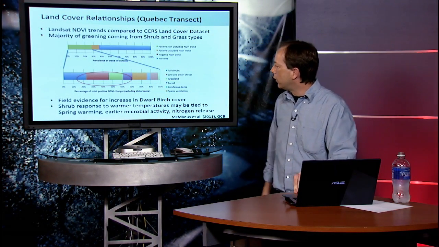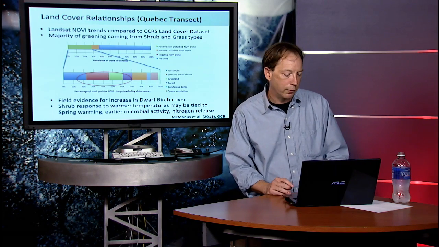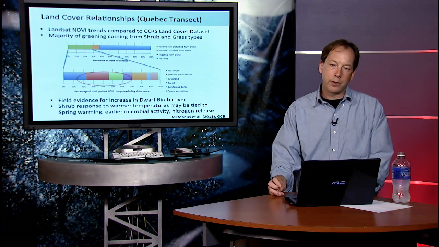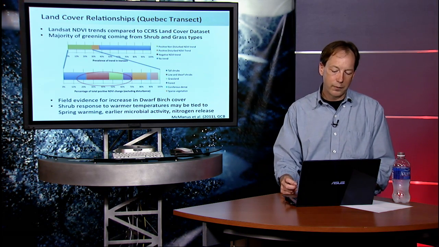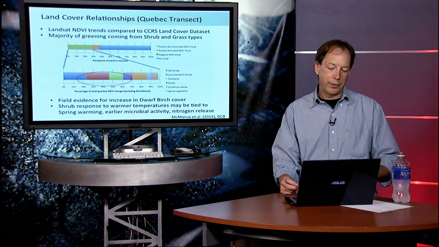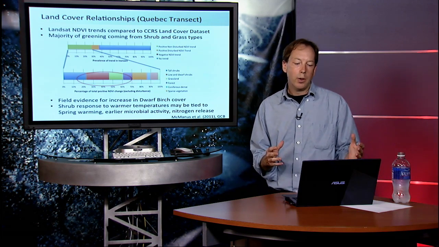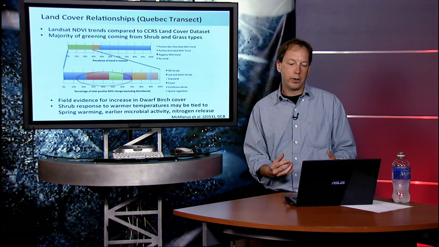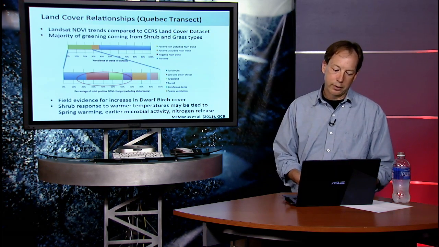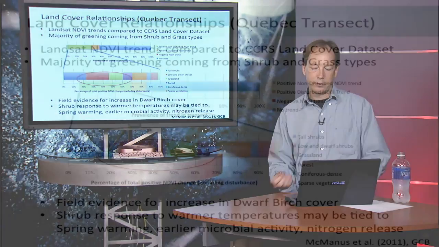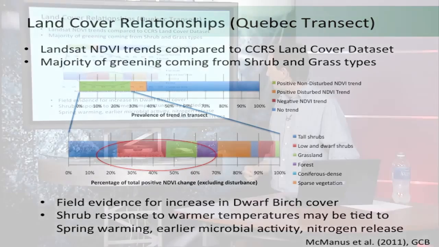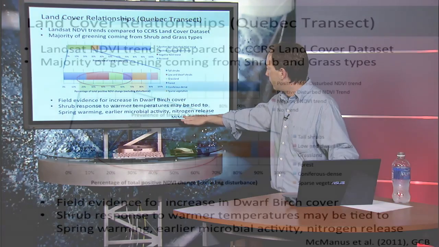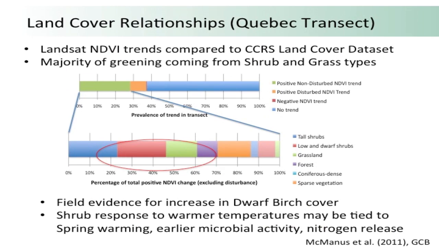People have noticed increases in this area in dwarf birch cover. There are a variety of reasons why this particular species is so sensitive to warmer temperatures, but one of the hypotheses is that it's tied to earlier spring warming, which increases microbial activity in the soil. These are nutrient-limited plants, and so the earlier microbial activity releases nitrogen to the soil. The birch takes it up and goes crazy, and that's the origin of the trend that we're seeing. This is published, by the way, in a paper by Kelly McManus in Global Change Biology that came out a couple of years ago.